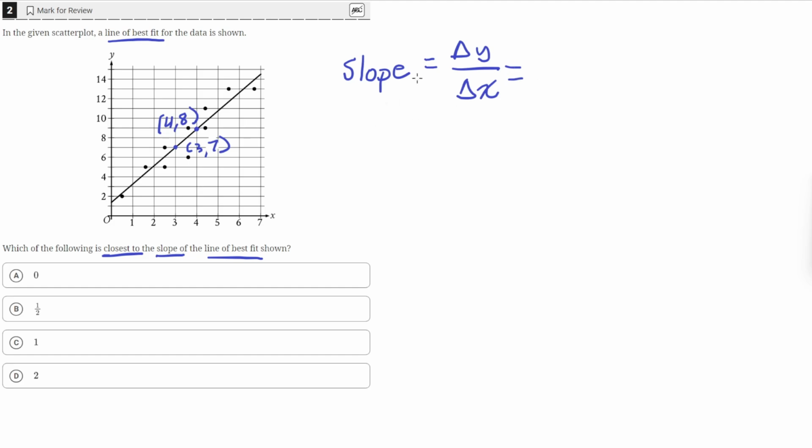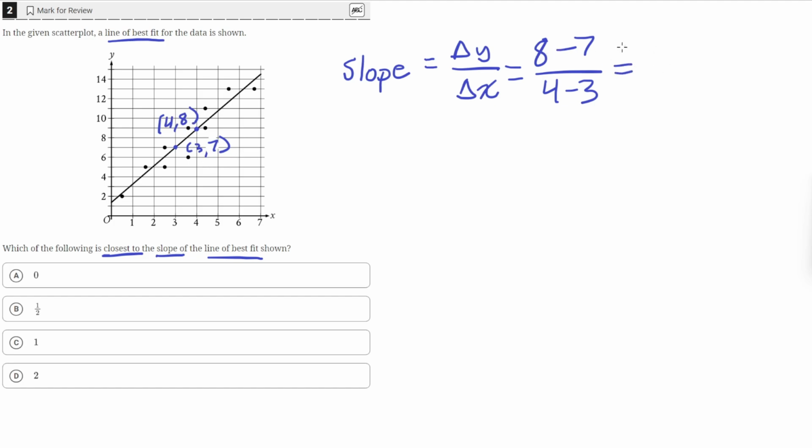So our change in y, we went from 7 to 8, so the change will do 8 minus 7. And the change in x, we went from 3 to 4, so 4 minus 3. It doesn't matter which order you choose the points. Like, you could have done 7 minus 8 in the numerator, but if you were doing that, you would have to do 3 minus 4 in the denominator. You would have to choose the order of the points. So in this case, I just did the 4, 8 minus 3, 7.